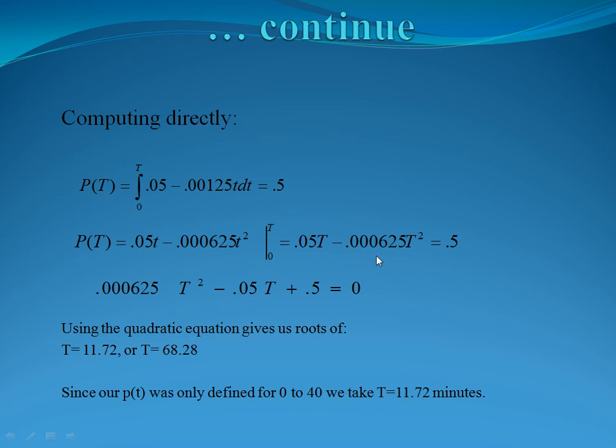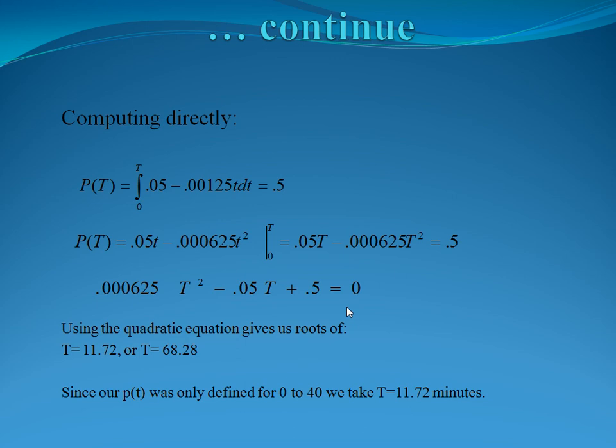So what we want to do is get everything onto one side of the equation. If we add the 0.00625 t squared to the right, and then subtract the 0.05 t to the right, we get 0.00625 t squared minus 0.05 t plus 0.5 equals 0. Now the reason we do this is because now we have a nice quadratic equation, and we can solve for the roots by using the quadratic formula.